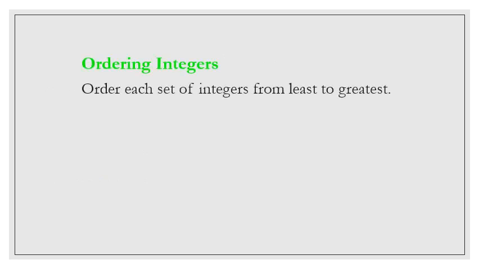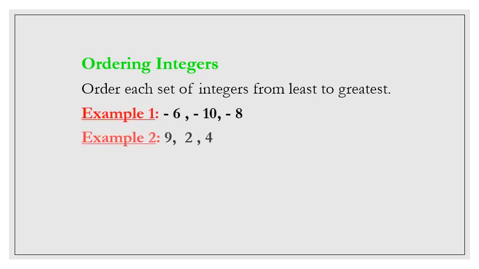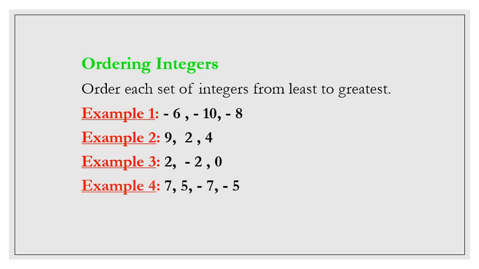Now we want to explain how we can order integers. When we order integers, you can use the number line, or you can use the fact that positive integers are greater than 0 and negative integers are less than 0. But you can draw a number line to order integers. In this example, I want to order each set of integers from least to greatest.